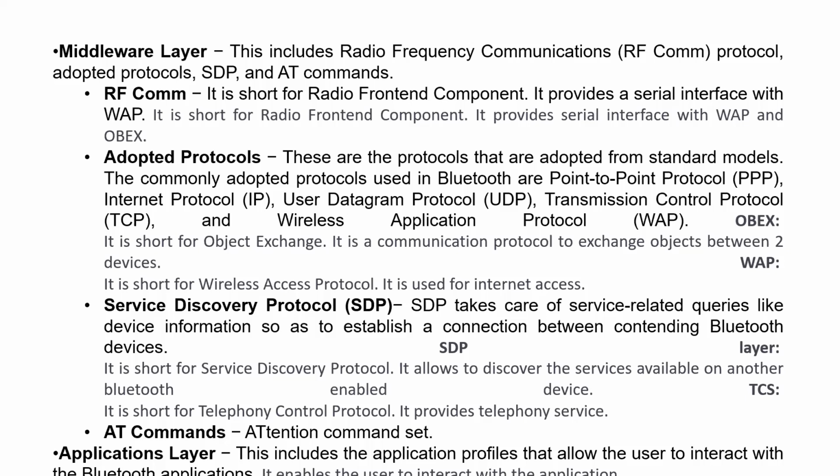So that protocol is present in these adopted protocol layers: internet protocol, user datagram protocol, and transmission control protocol. All these are for internet communication, and wireless application protocol, that is wireless access protocol. Both are the same. They are used for wireless serial communication. In short, all these protocols are used for internet access.